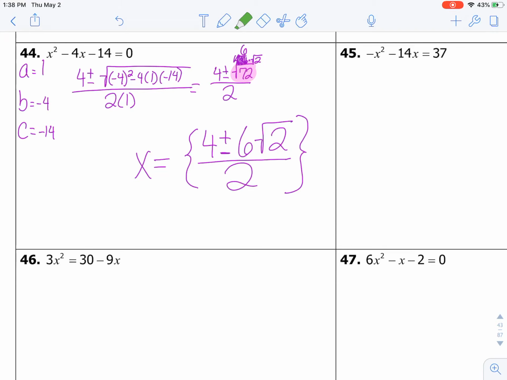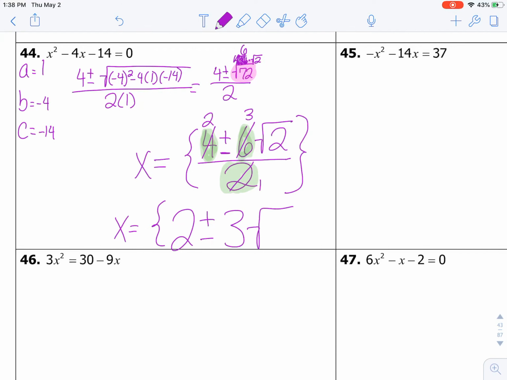Because if I look at my numbers, 4, 6, and 2 are all divisible by 2. So we're going to simplify. We're going to divide each of those by 2. So instead of 4, I'm going to call it 2. Instead of 6, I'm going to call it 3 over 1. So my real answer, x is equal to 2 plus or minus 3 square root of 2.